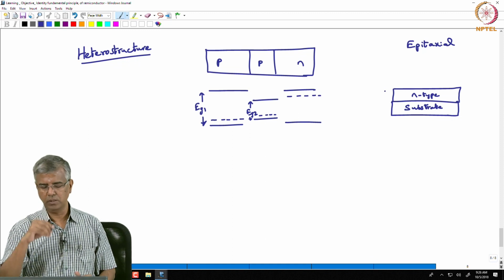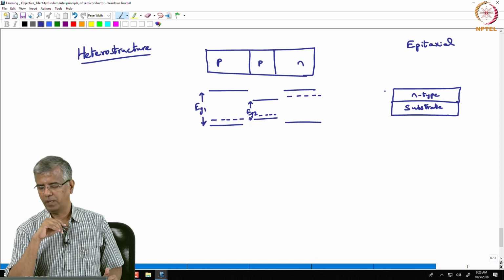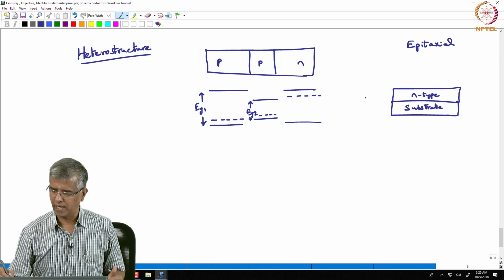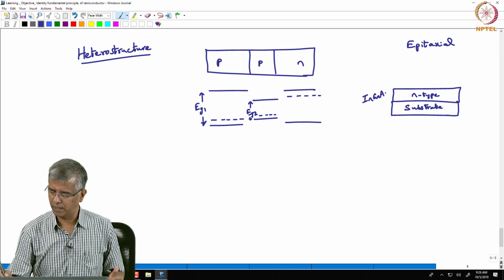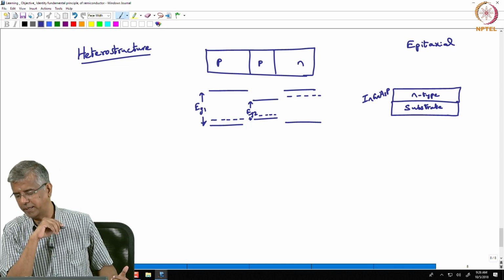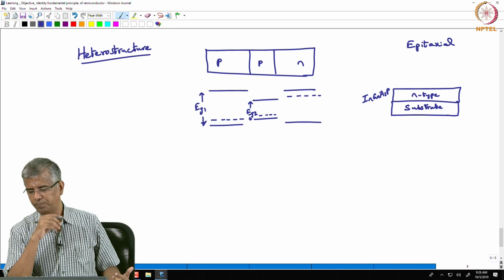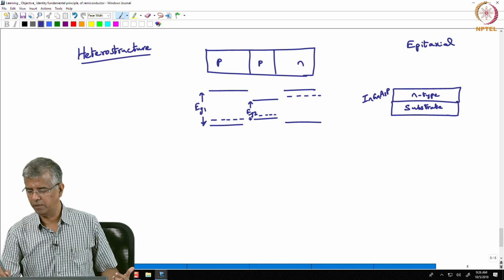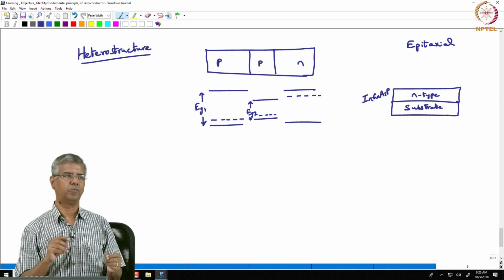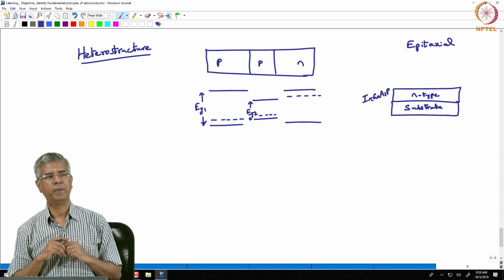Now to do this heterostructure, let us say you started with indium gallium arsenide phosphide, that's a quaternary semiconductor. You deposit the gallium and arsenic, and if you change the proportion of that, the band gap energy changes.